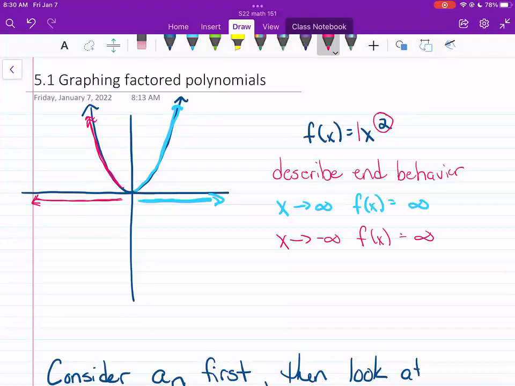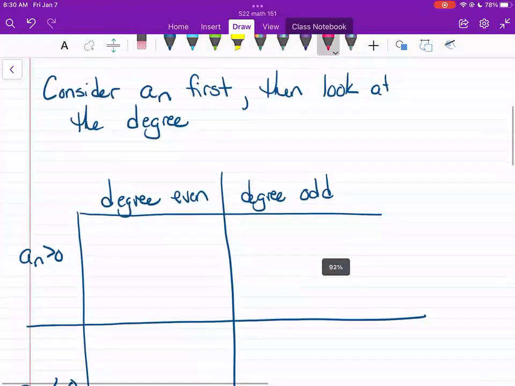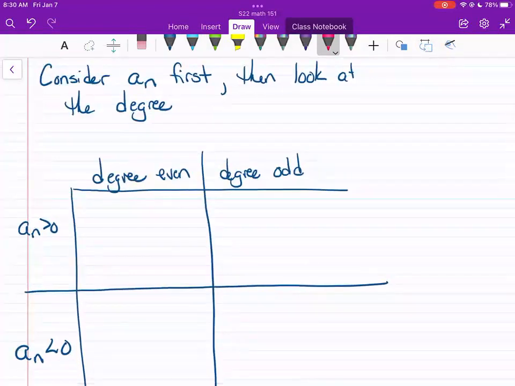To determine this in general, I've created a chart here for you. Always look at a sub n, which remember is the leading coefficient. And then once you've determined what the right side of the graph will do, up or down, then you can determine the left side based on the degree.